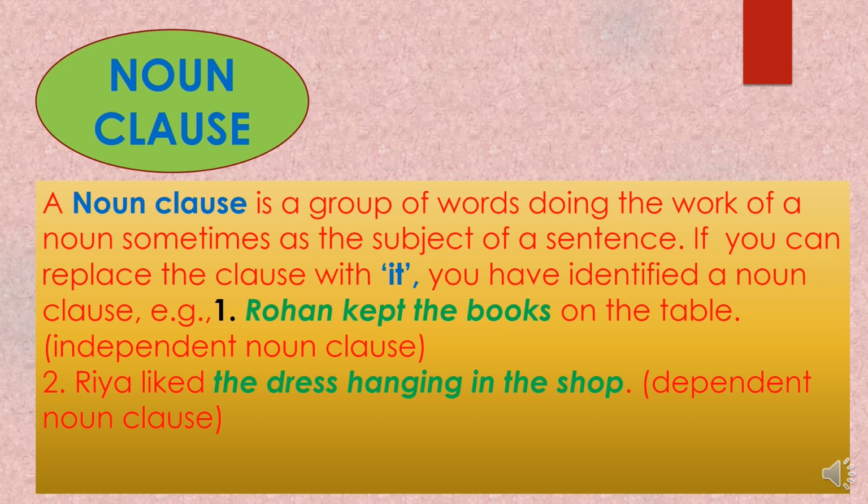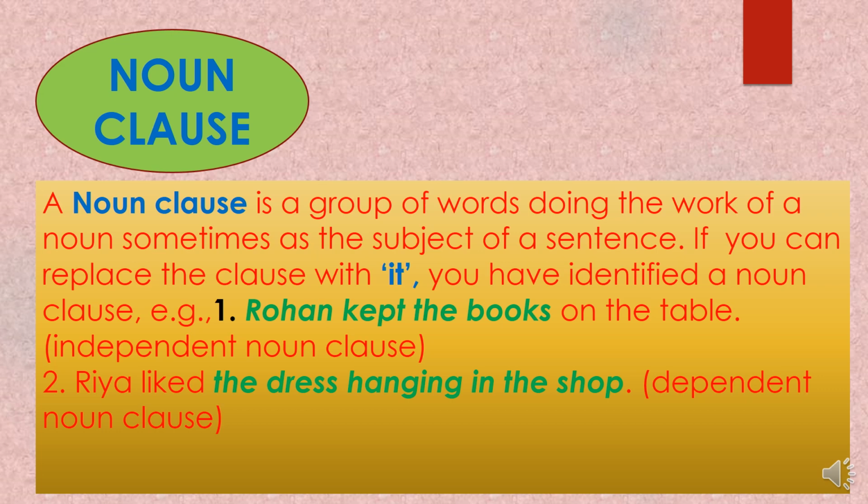See the example: Rohan kept the books on the table. So Rohan is the subject and kept is the verb, plus the object, the books. So it is a clause. And why is it an independent noun clause? Because it is completing a thought. And why is it a noun clause? Because you can replace the clause with "it". See, Rohan kept it on the table. So it is a noun clause.